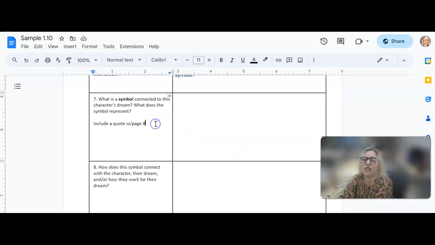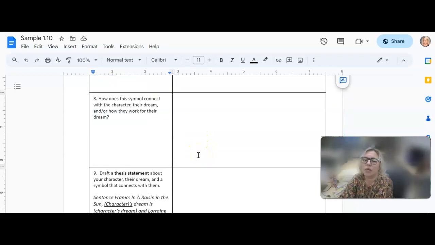All right, number 7 is, what is a symbol connected to the character's dream, and what does this symbol represent? Use the 1.10 slideshow and make sure you get a quote for this one too. Number 8 is, how does this symbol connect with the character, their dream, and/or how they work for their dream? Write it in sentences and do that right now on the right here. Pause the video in order to do that.